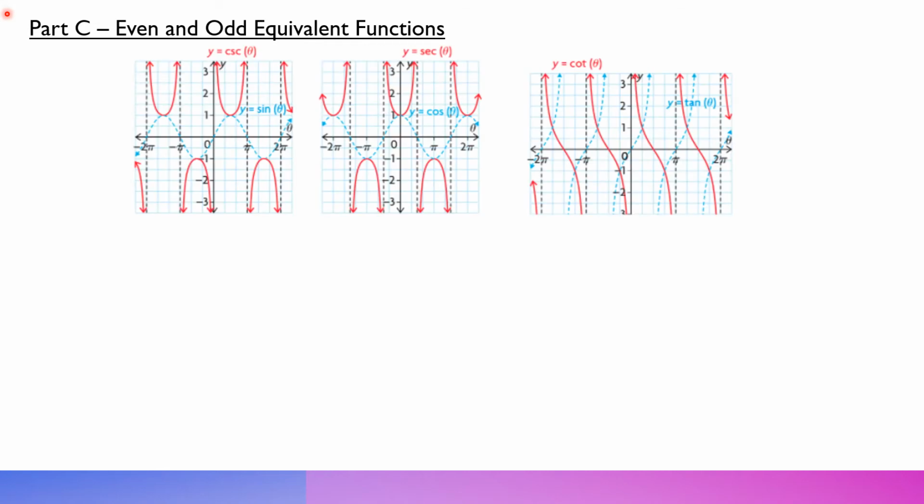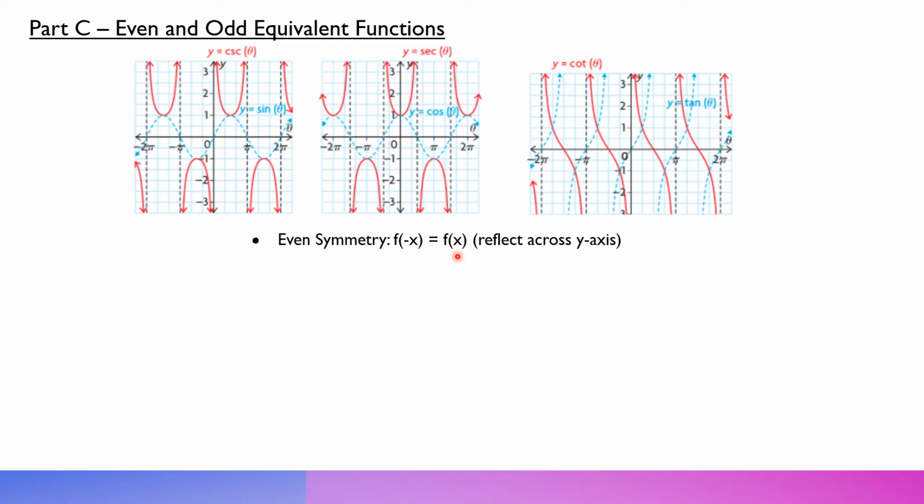Part C, even and odd equivalent functions. You don't have to remember these titles or part A, part B. I'm just trying to group them together for you in a way that helps you understand it. But when you're done, you don't need to memorize these titles. Here are your functions. The dotted blue ones are your primary, and the solid red ones are your secondary. Well, I want to talk about even and odd. That's symmetry. Remember symmetry? Even symmetry means if we take a function and we reflect it horizontally, reflect it across the y-axis, it will be the same as what our original function looked like.